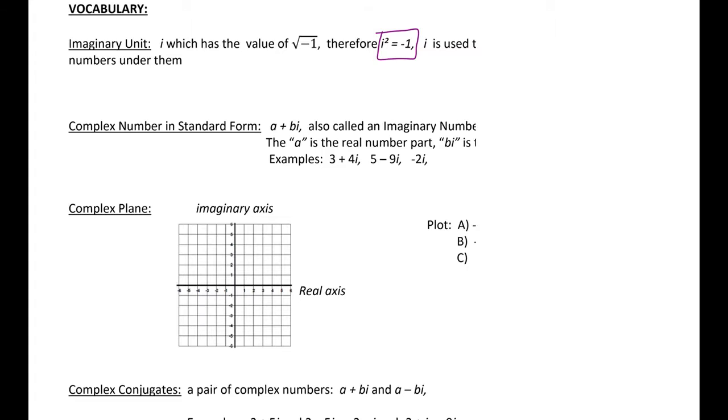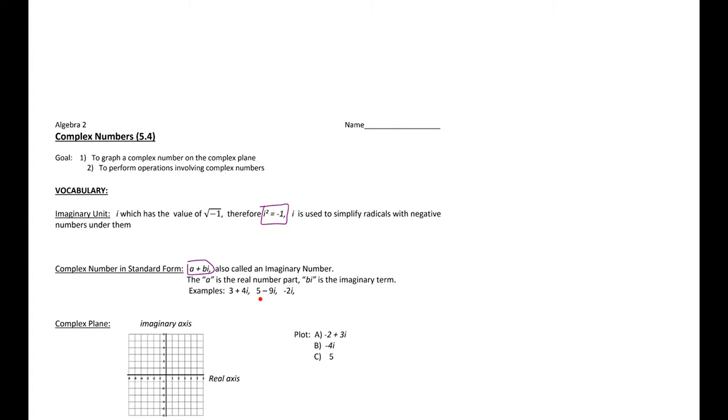A complex number in standard form is the constant, or our real number, plus our imaginary number. So again, a is the real number, bi is the imaginary term. Examples of standard form would be 3 plus 4i, or 5 minus 9i, or just an imaginary number by itself.